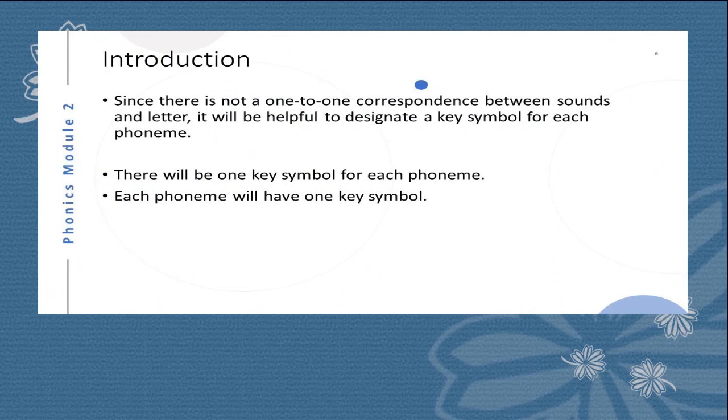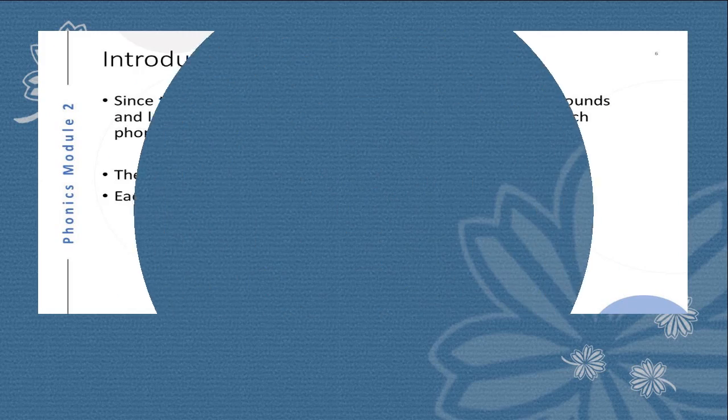Since there is not a one-to-one correspondence between sounds and letters, it will be helpful to designate a key symbol for each phoneme. In this way, we will know the sound to which we are referring no matter how it is represented in the word. That is, no matter how it is spelled. Different phonics programs designate a different key word for each phoneme. When you are teaching elementary students, it is important for you to be consistent with the curriculum guide, but you can use the keywords in this lesson as additional examples if they are different. There will be one key symbol for each phoneme during the phonics video lessons.